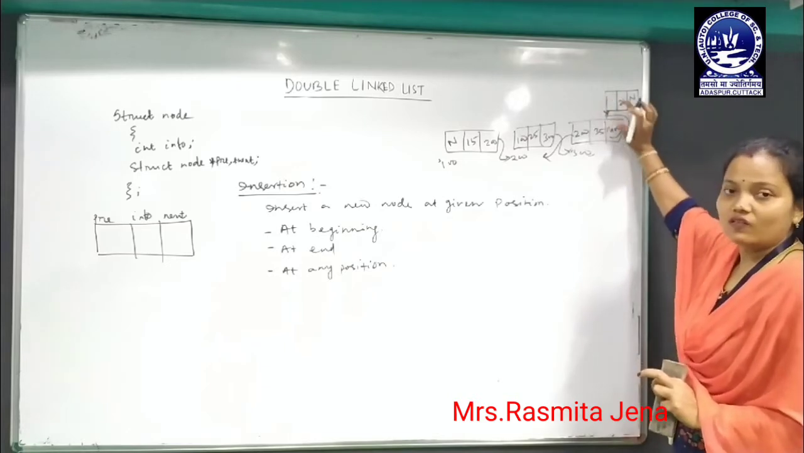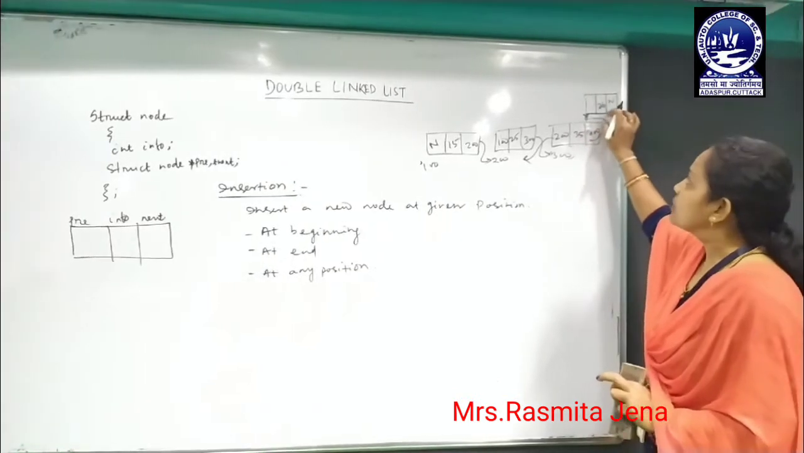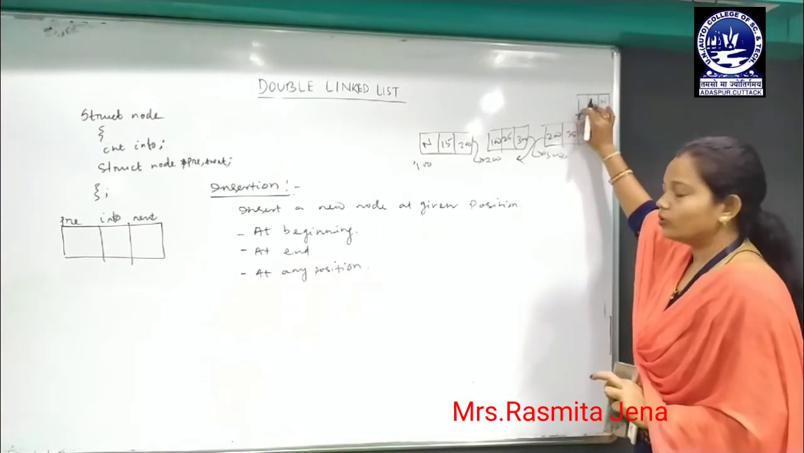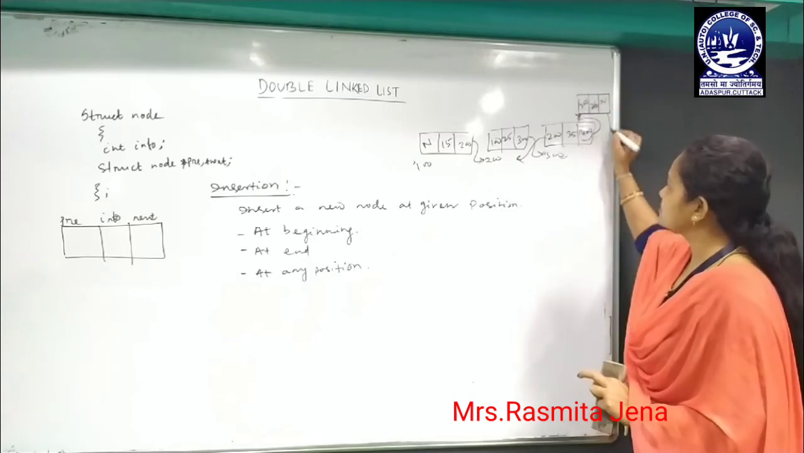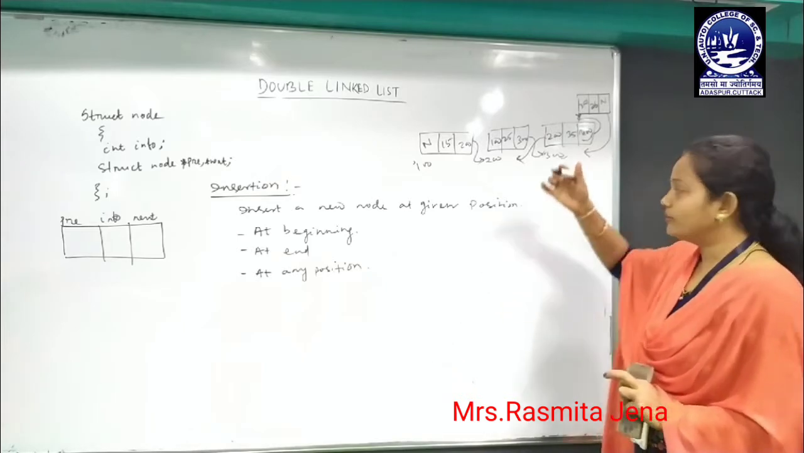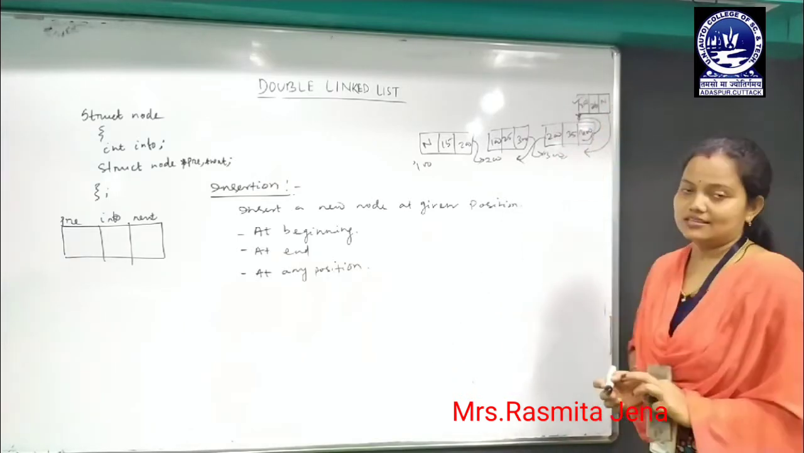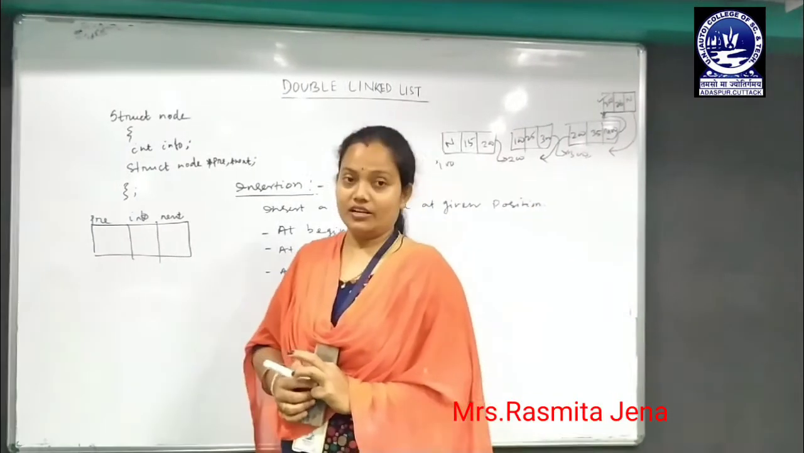That means now our last node is 300. We store the last node address at the previous part of the new node. So, here we will store 300. When you store 300, this node will point to this location. Then we will declare this node as the last node. So, this is about the last node insertion in a double linked list.